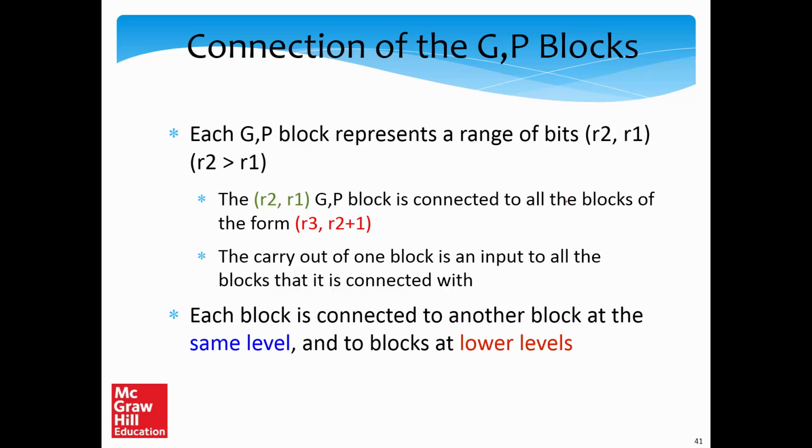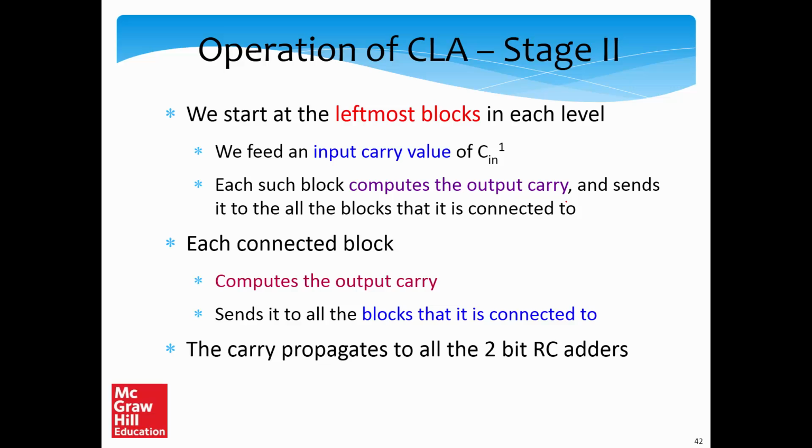So keeping this in mind, let me once again explain this in a textual way. See, each GP block represents a range of bits R1 to R2, where R2 is greater than R1. So the R2, R1 GP block is connected to all the blocks of the form R3, R2 plus 1. And to avoid extra connections, we can assume that these blocks are at a lower level. So the carry out of one block is an input to all the blocks that it is connected with. And each block is connected to another block either at the same level or at lower levels, as we discussed. Sometimes same level connections are also not necessary.